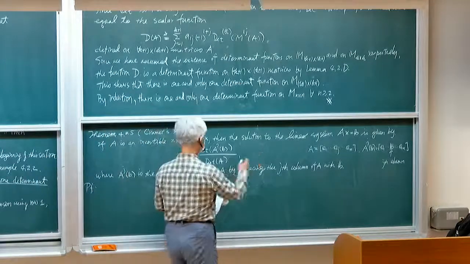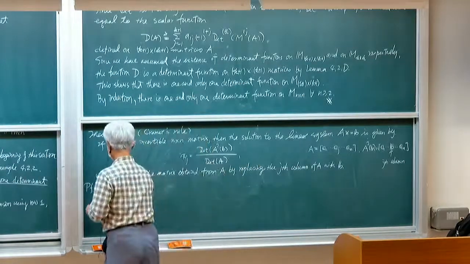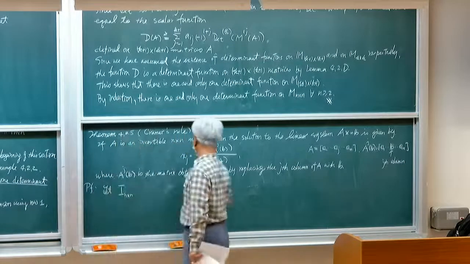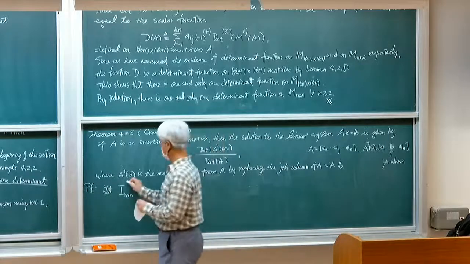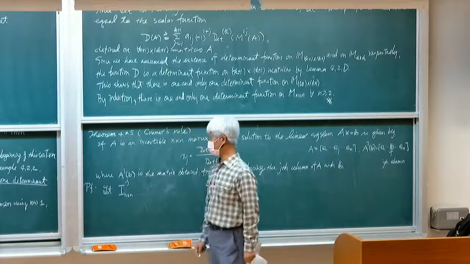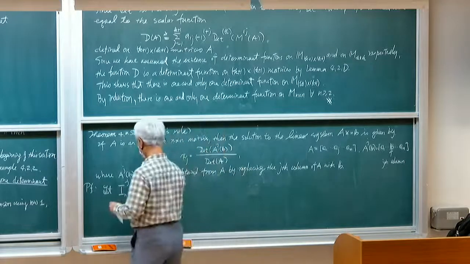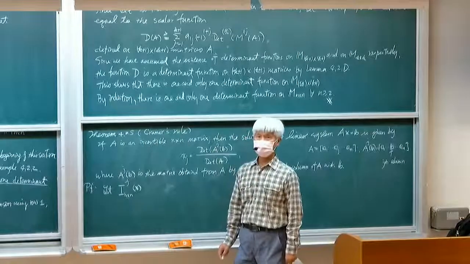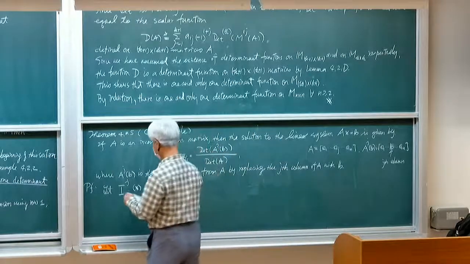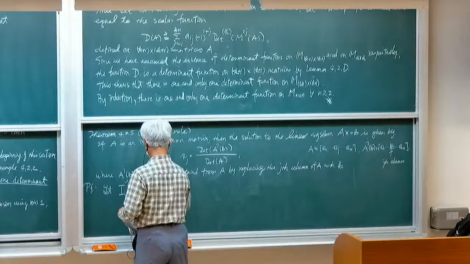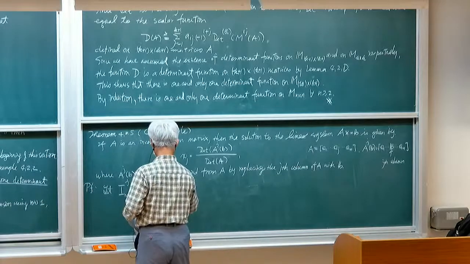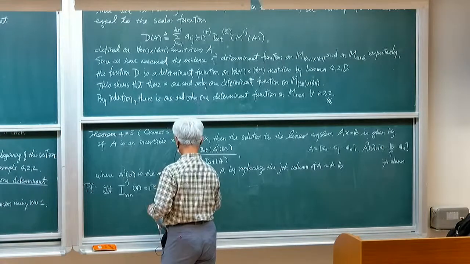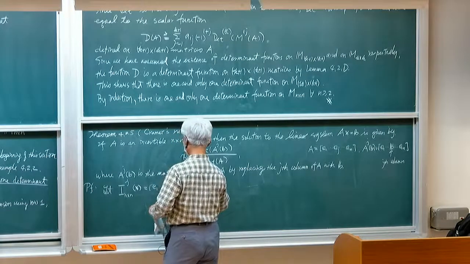Right, with the same notation, we let the identity matrix. We do the same thing: we replace the jth column of the identity matrix by the unknown vector x. So this is e1, ..., e(j-1), x, e(j+1), ..., en.